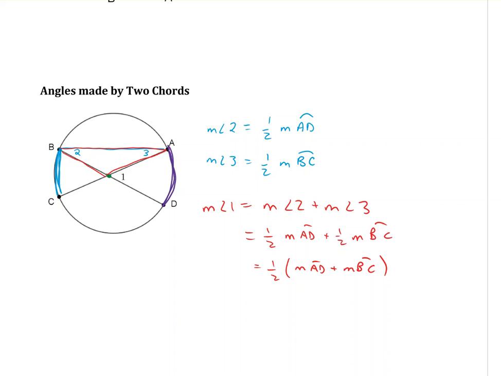Just to be clear, folks, it's important for you to see that these are vertical angles. This also is angle 1. So angle 1 subtends both arc BC and AD. So the measure of angle 1 is effectively the average of the measure of arc AD and BC.